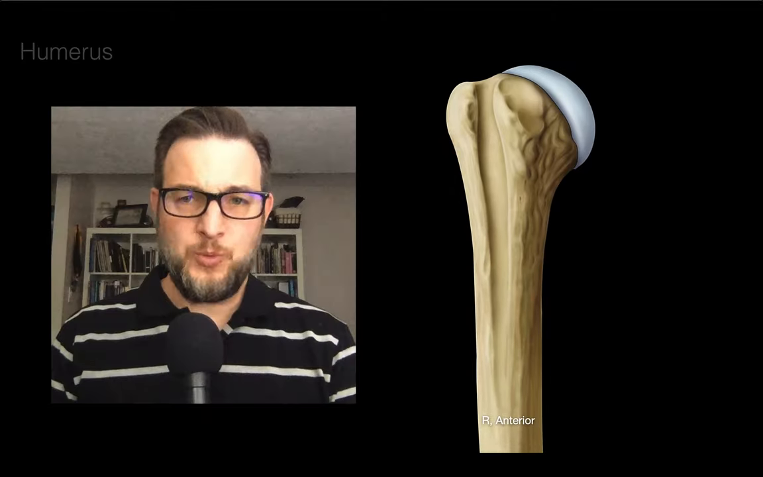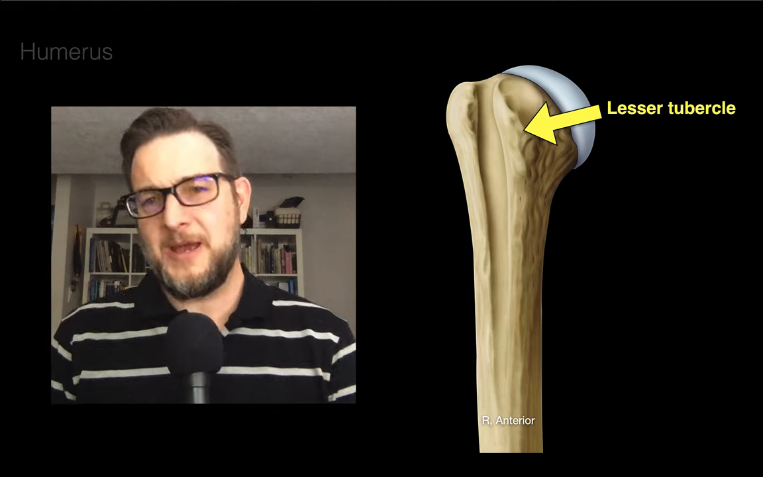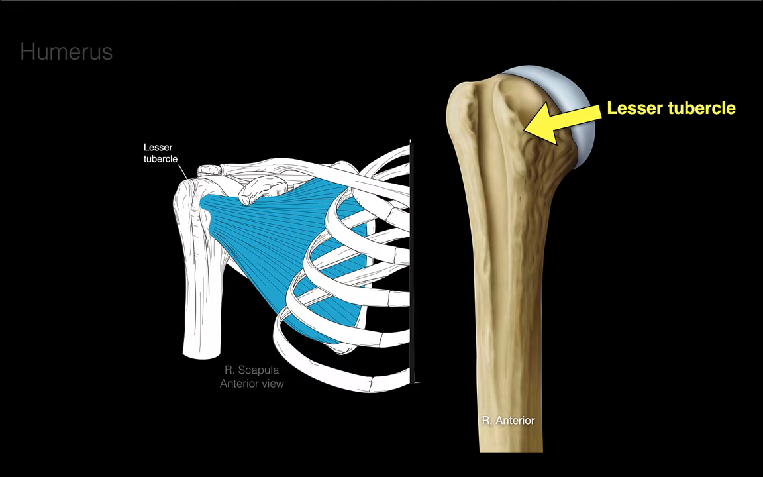The next is this one in front on the proximal humerus, called the lesser tubercle, sometimes lesser tuberosity. Here we see the right scapula in an anterior view, and that lesser tubercle serves as an attachment for the subscapularis muscle there in blue, the fourth of our rotator cuff muscles.